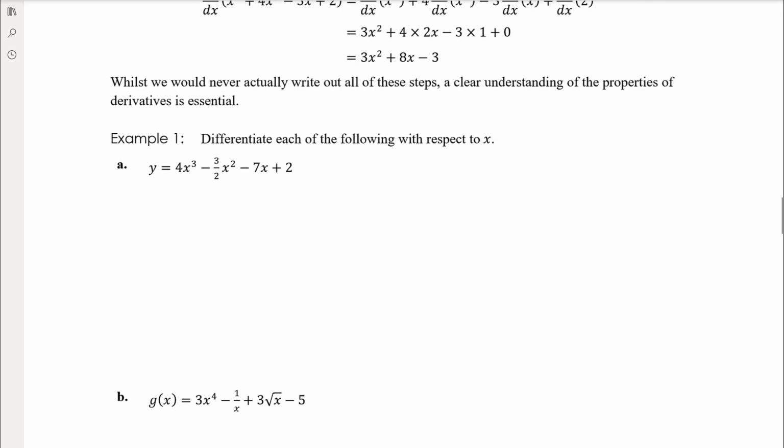Okay, so then this one, for example, essentially we are doing 4 times the derivative of x cubed, which would be 3x squared. We're doing 3 on 2 times the derivative of x squared, which would be 2x, and we're doing 7 times the derivative of x, which is 1, and then the derivative of a constant is 0. So we're going to get 12x squared minus 3x minus 7.